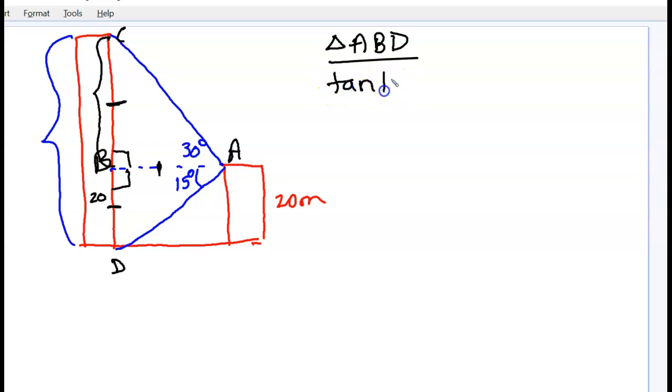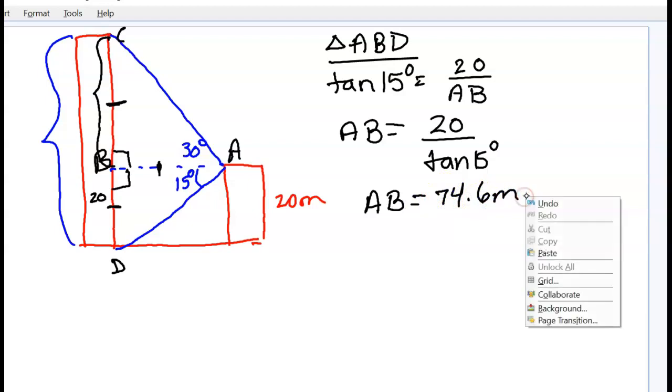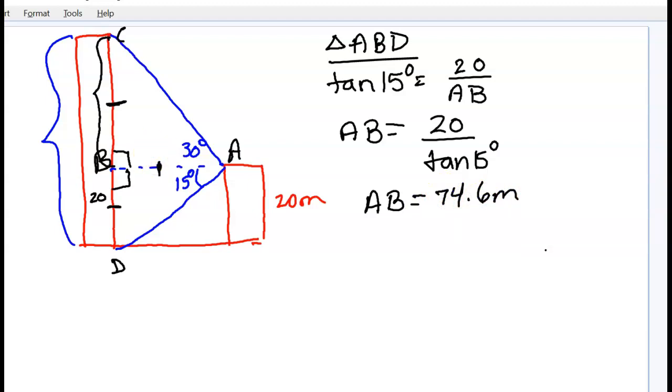So therefore, the tan of 15 degrees is going to be the opposite side, which is 20, divided by line segment AB. And therefore AB, if I do some manipulating, is going to be 20 divided by the tan of 15 degrees. And if we calculate that, that works out to be 74.6 meters. So that's going to be this length right here, 74.6. So now I want to use my angle of 30 with this length here to calculate BC.